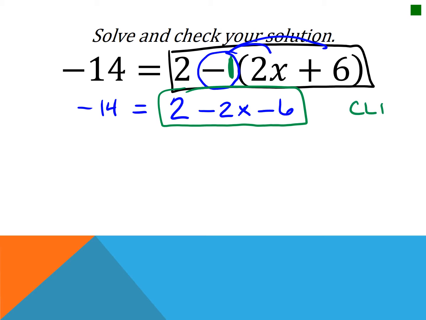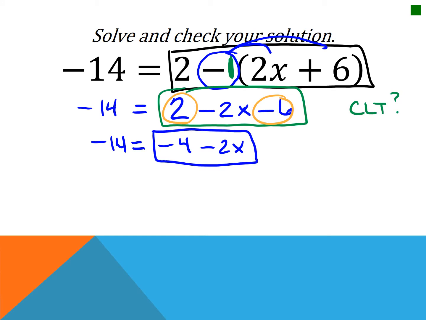The question you always ask yourself now is, can I combine like terms? And I can. Here's a 2, and there's a negative 6 that don't have x's. So I have negative 14 equals 2 minus 6 is negative 4. Do it on your calculator. And then I have minus 2x.